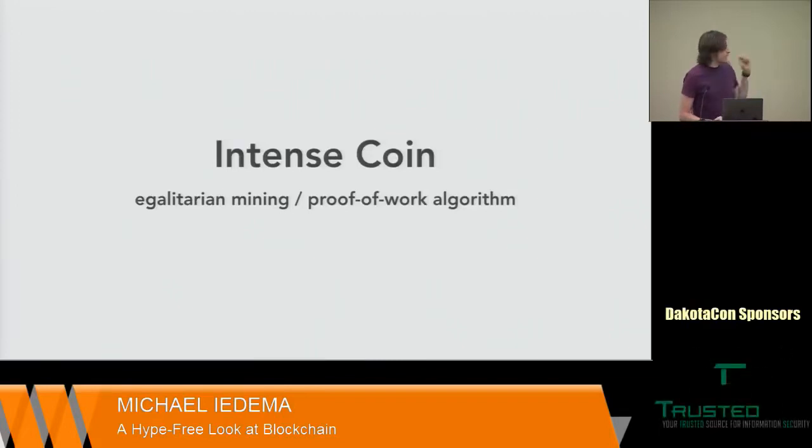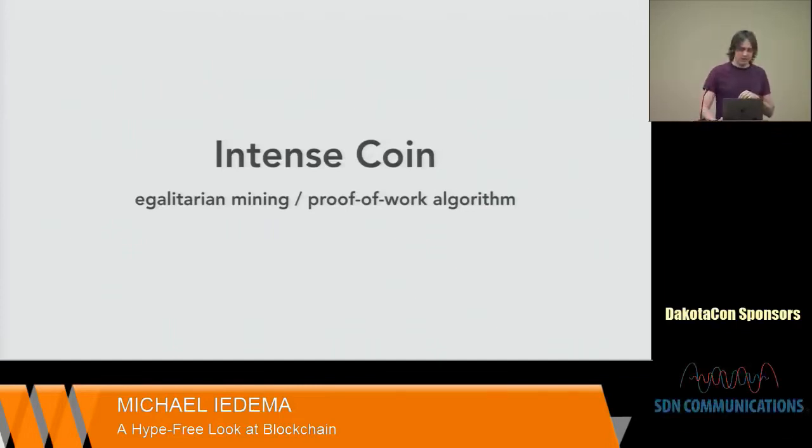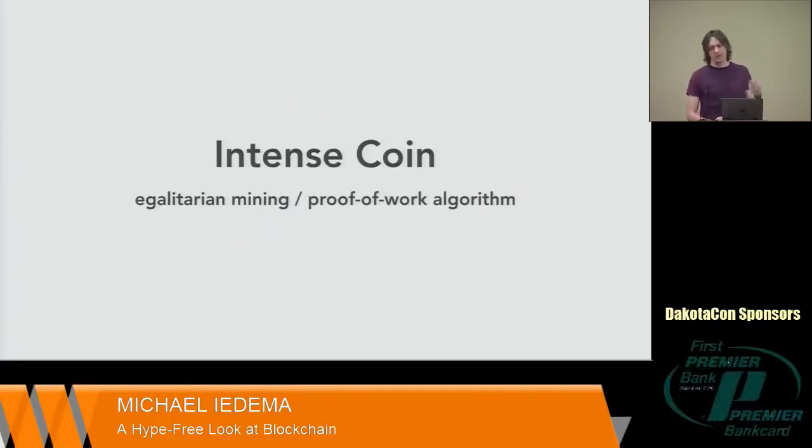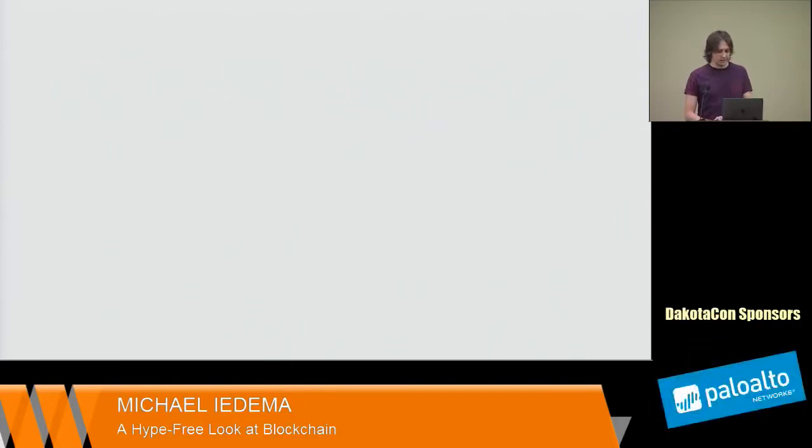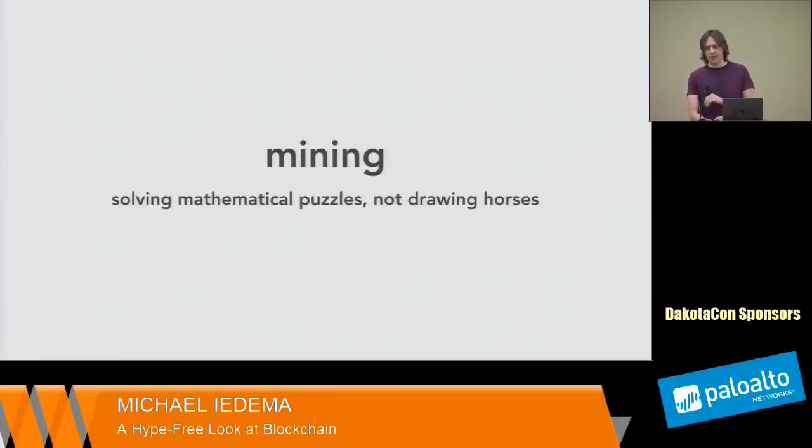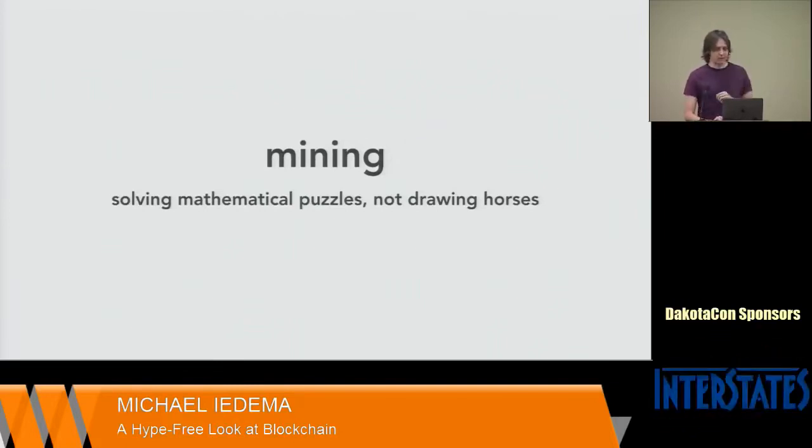I'm going to go back to drawing horses now, because this is kind of an important point. This proof of work algorithm, there's a bunch of them, and the one that's chosen for Monero and IntenseCoin, a fork of Monero, is Kryptonite, whatever. It's egalitarian mining, meaning when you're mining and solving mathematical puzzles, you're not drawing horses, you're solving math problems.